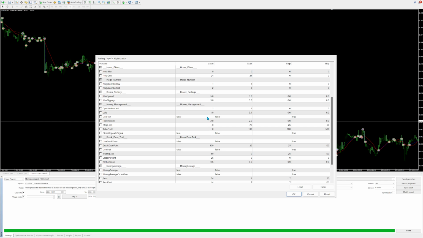Let me just double check. Posted, minimum lot close to.